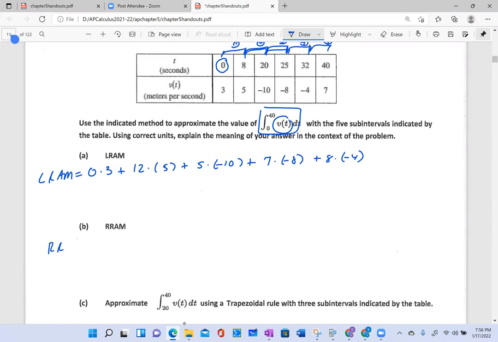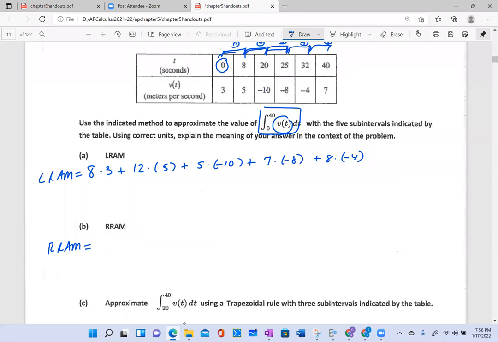The right rectangular approximation method. Well, the delta x's won't change. So why do I have that as 0? That should be 8. So it's 8 minus 0, and then 20 minus 8, and then 25 minus 20, and then 32 minus 25, and 40 minus 32 is 8. And the left endpoints would be 3, 5, negative 10, negative 8, negative 4. As I've said, always one of the values gets left out. Since it's the left endpoint, the far right will get left out. Now, when it's the right-hand endpoint, the far left will get left out.